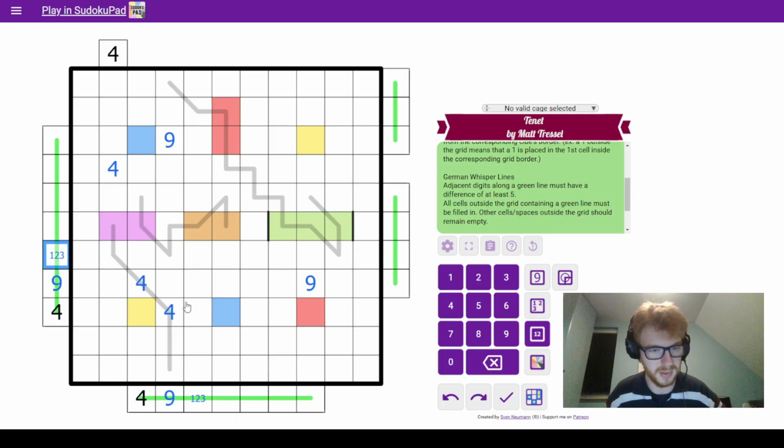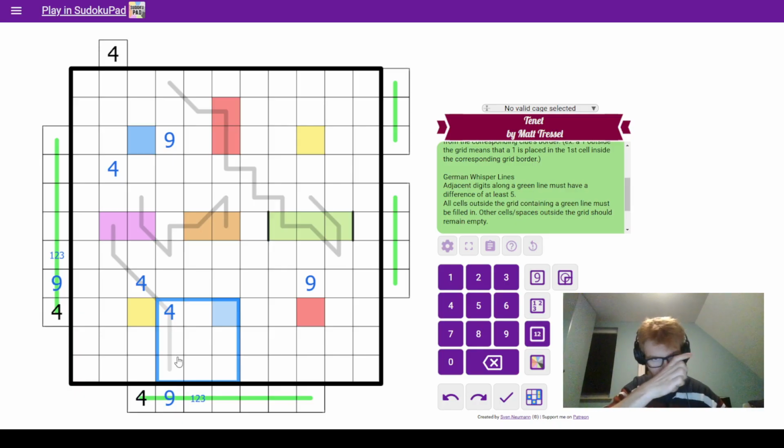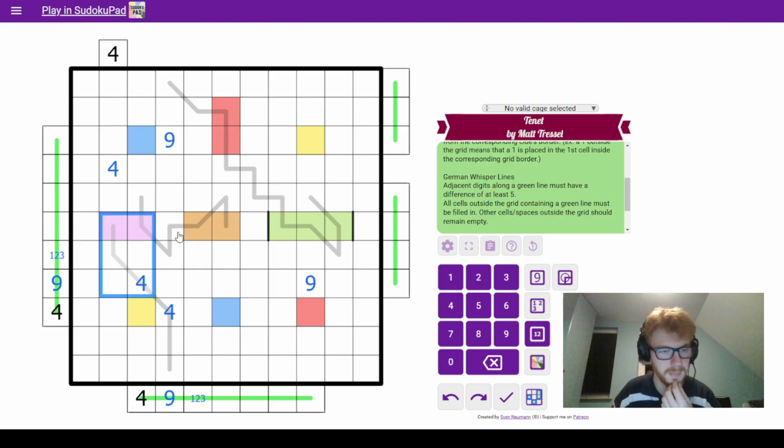So another simple thing. 1, 2, 3. Let's see. Could this yellow go like this? Because that would have to force blue to be like this. But I don't see a problem with that. And it would force purple to be at least this. And then blue goes there. And then red can take this. I think that's a problem.